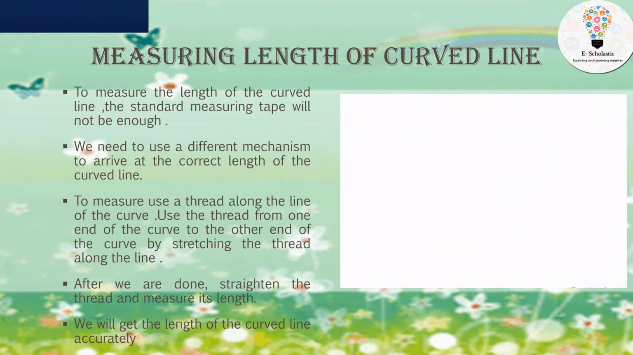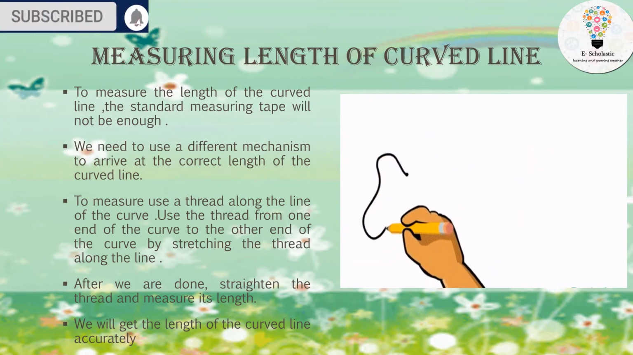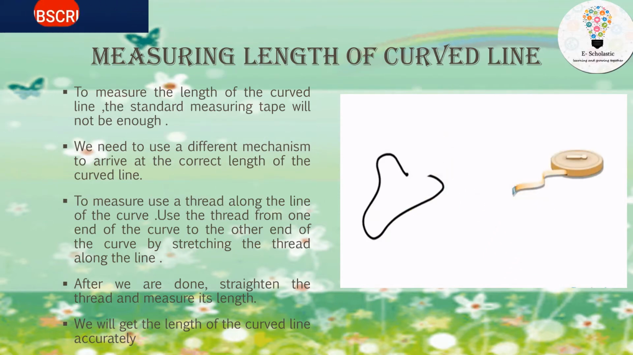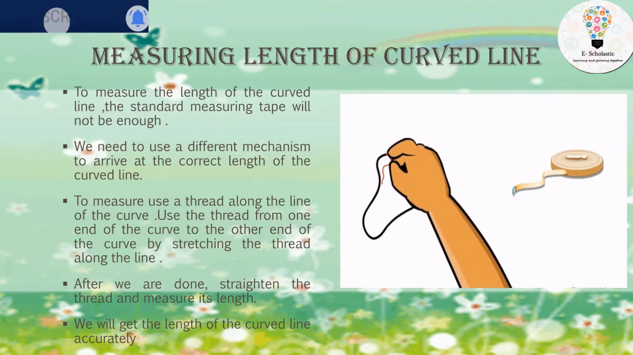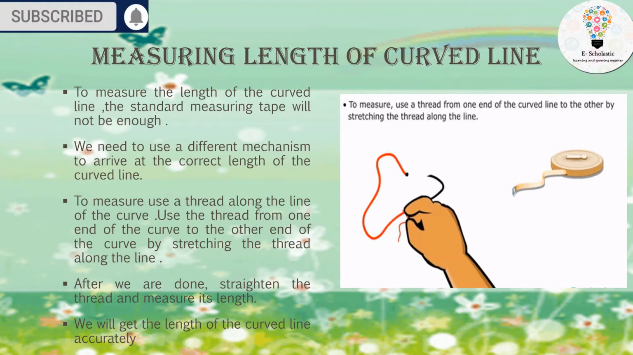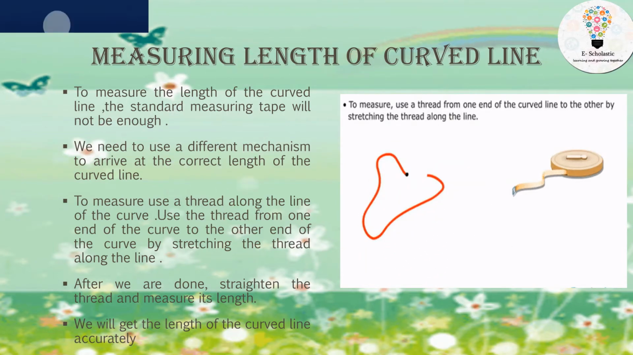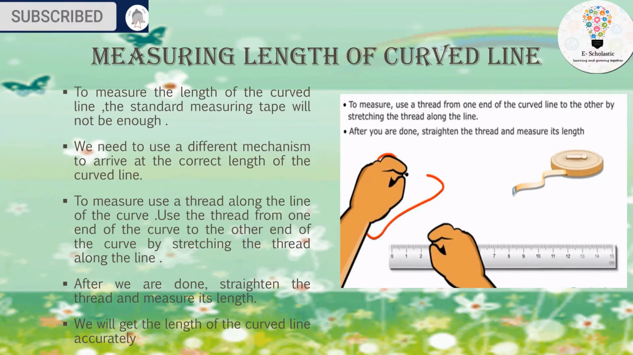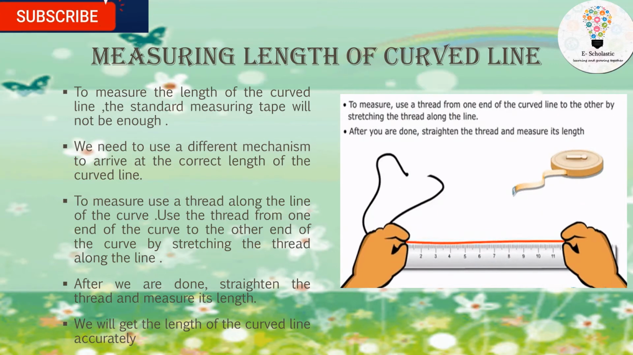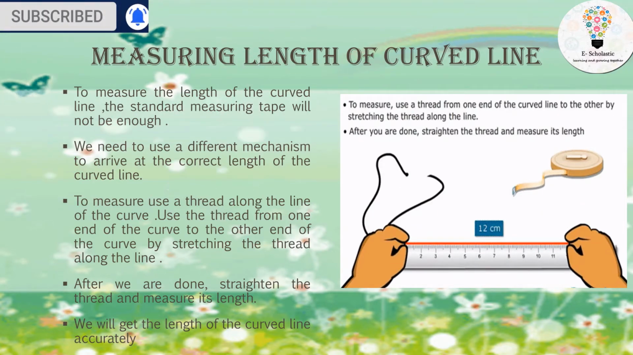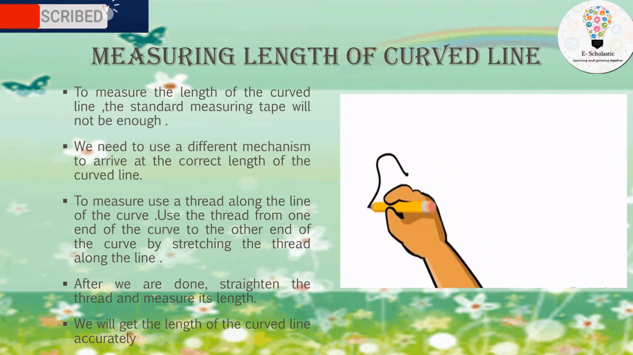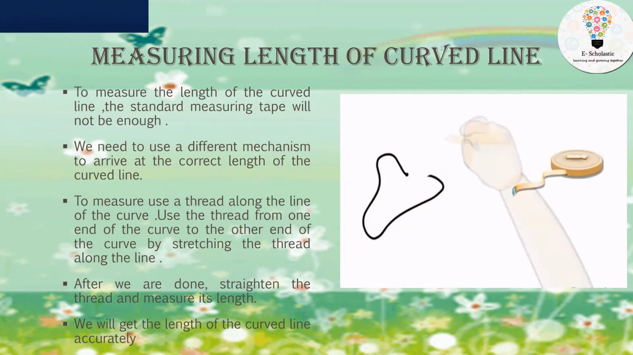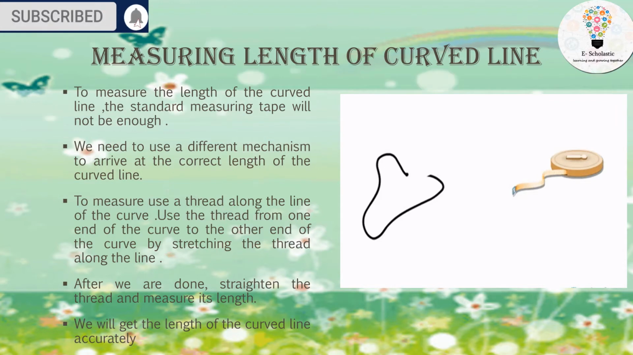For this, we need to use a thread, and we need to put that thread along the line of the curve. Use the thread from one end of the curve to the other end of the curve by stretching the thread along the line. After we are done, straighten the thread and measure its length. We will get the length of the curved line accurately. So, we have understood how we can measure the length of any curved line and how we can measure the length of a straight line.